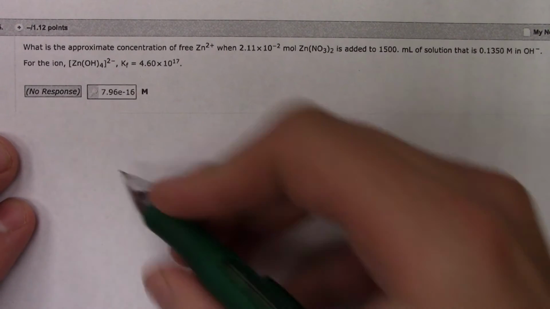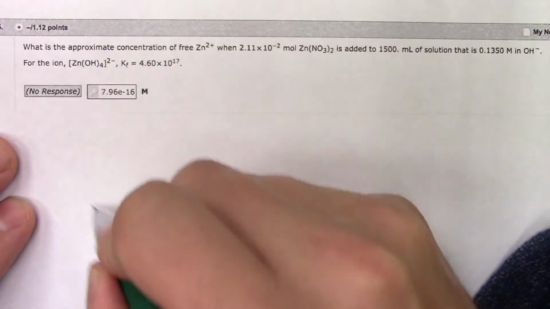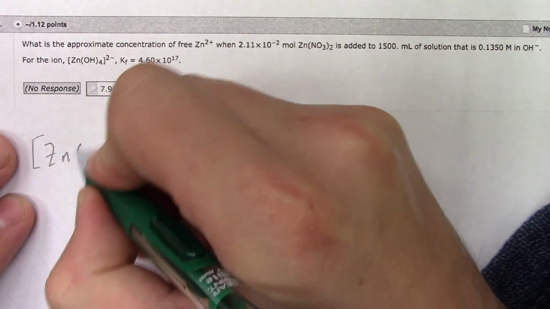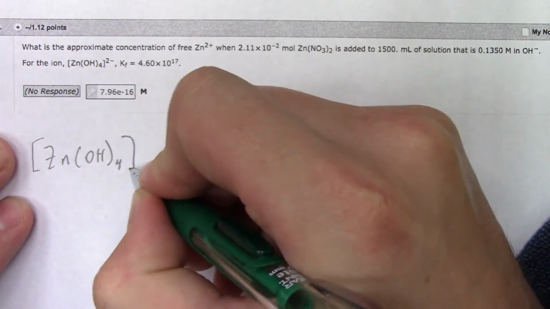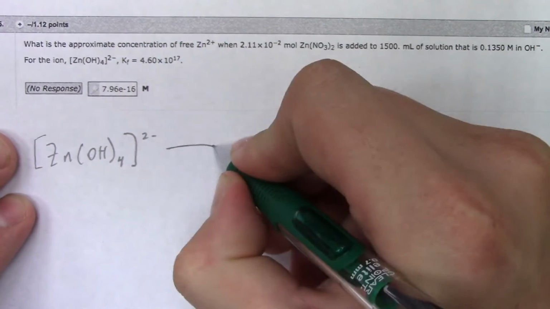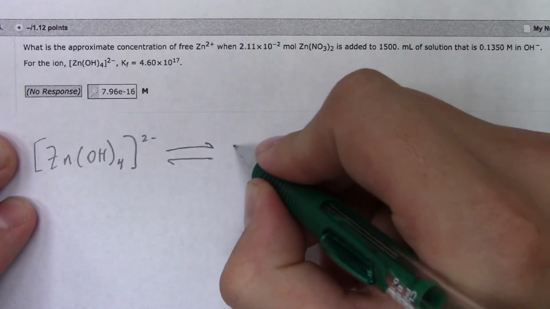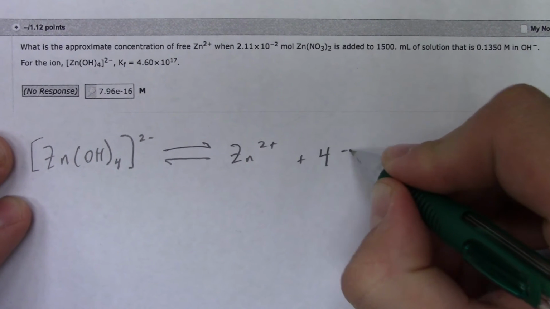We'll write out our KD, and I'll explain again why in just a moment. We're asked to solve for the free zinc concentration, but this is what our dissociation looks like. We have the complex ion dissociating into zinc 2 plus and 4 hydroxide ions.